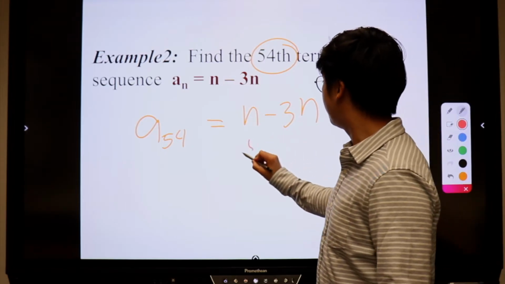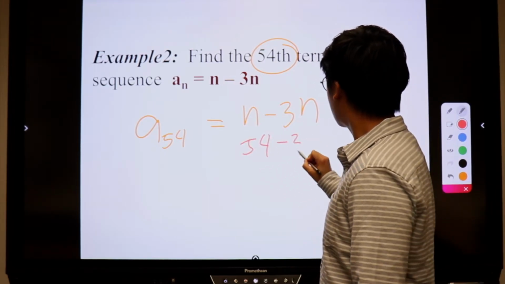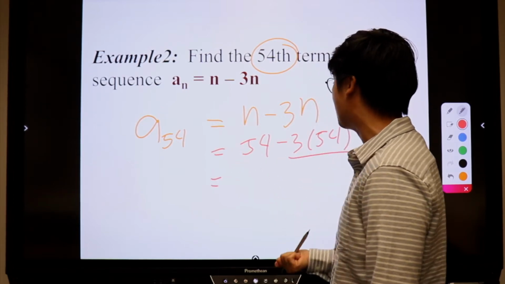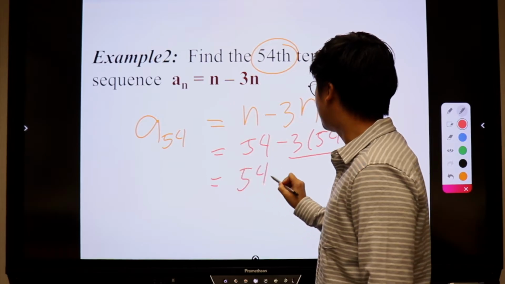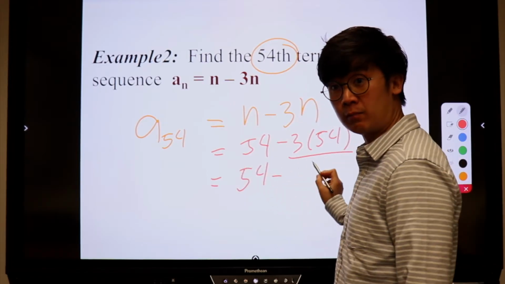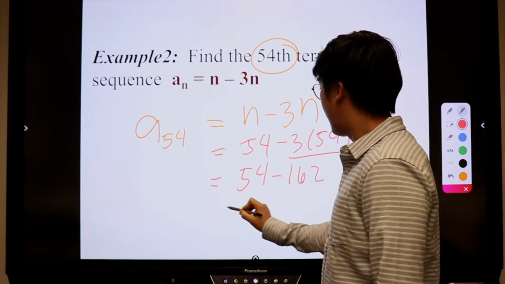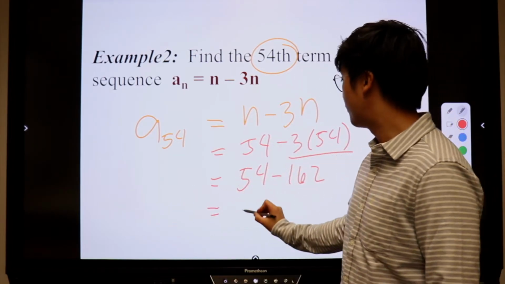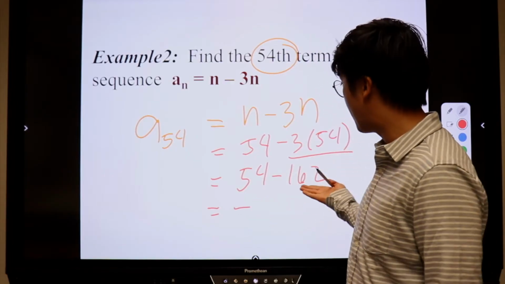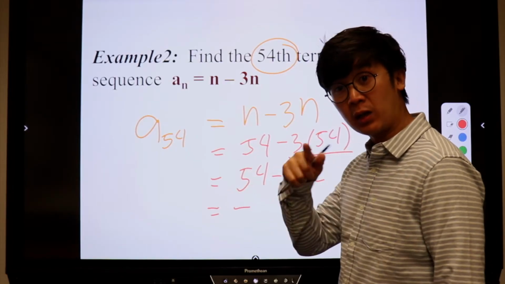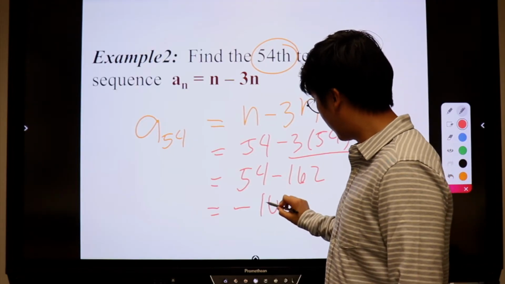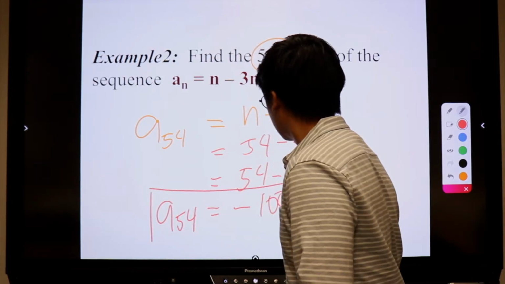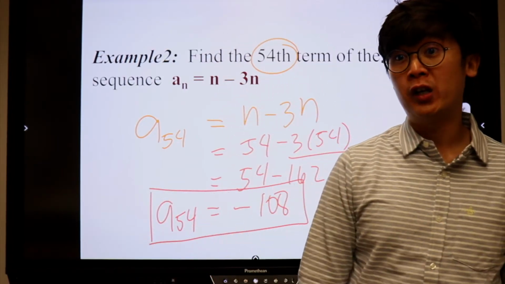So we have 54 minus 3 times 54. You will do a little bit of math here because we have 3 times 54 over here. So we have 54 minus, what's 3 times 54? 162. So is our answer going to be a positive number or a negative number? Negative. Of course, it's a negative number because we are subtracting a bigger number from a smaller number. And what is that number? It's 108, negative 108. And that is the 54th term of the sequence.